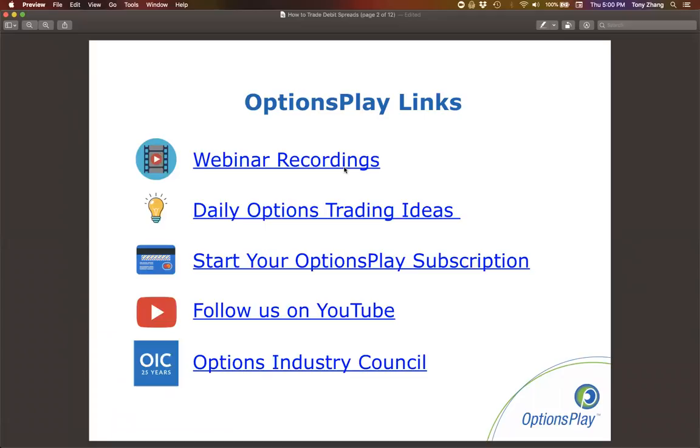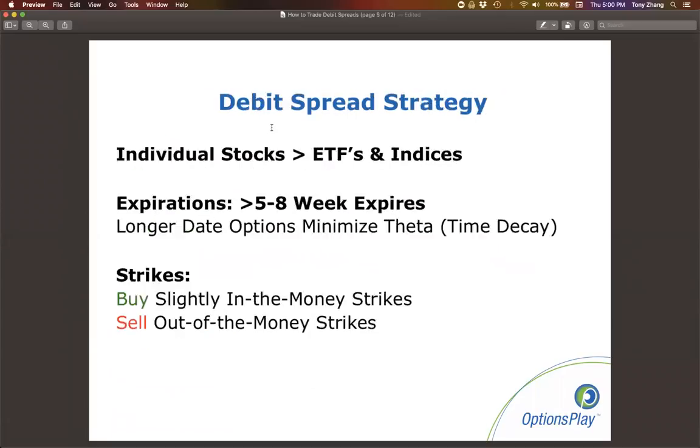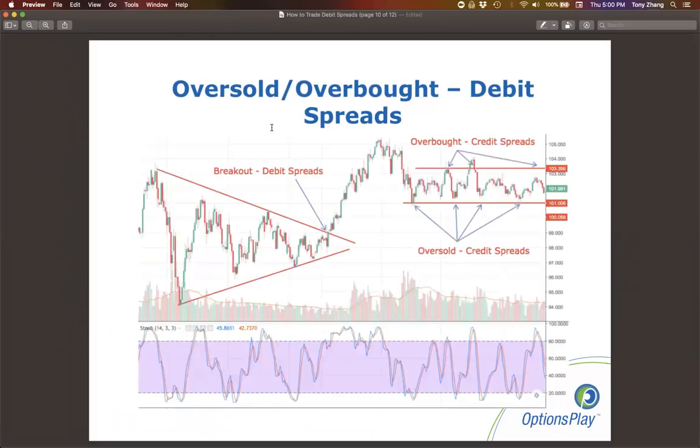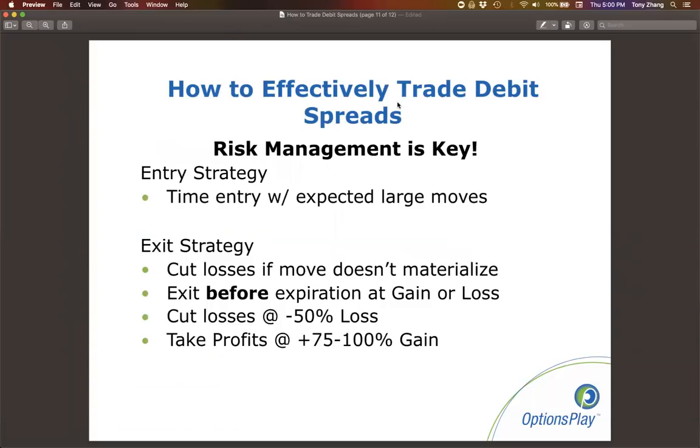Where would you generally place a stop loss? Great question. I believe we covered this already, though I don't know if that question came in before we covered it. You want to cut your losses at 50% losses. So if you buy an option or a debit spread for $1, you want to cut your losses if you lose about 50 cents on that trade.